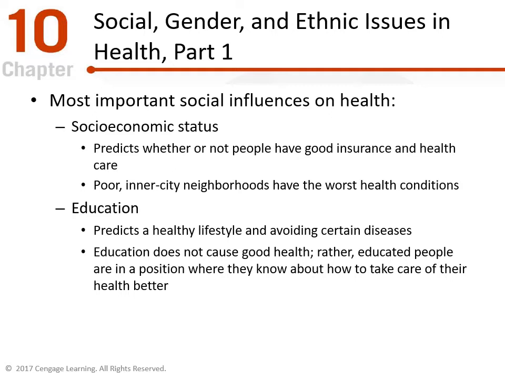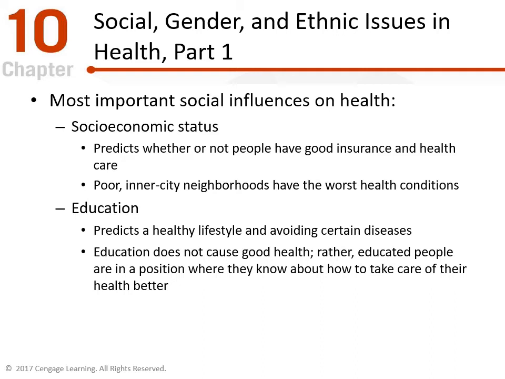It predicts whether or not people have good insurance and health care, whether they're educated on proper nutrition, whether they feel safe, and whether they can take care of their children. Poor inner city neighborhoods have the worst health conditions because they have the worst socioeconomic status. They're just trying to survive instead of thriving. When you don't have resources for good health care or education on a healthy lifestyle, it becomes very low on your priorities when you're just trying to make ends meet and survive every day. Statistically, what they found is that your risk of dying increases as educational level decreases.